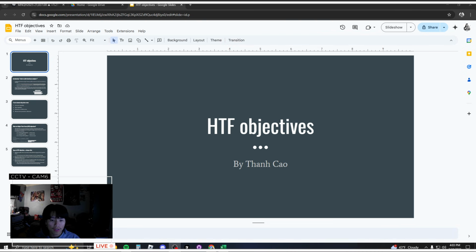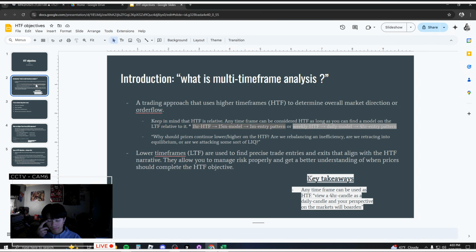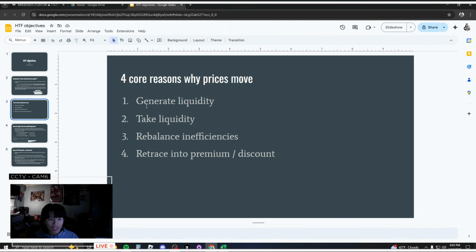Today, I'm going to be covering what higher time frame objectives are and how to incorporate them into my trading strategy. To begin, I want to talk about the definition of higher time frame objectives. They are essentially why price moves in the first place. There are four reasons: to generate liquidity, to take liquidity, to rebalance inefficiencies, and to retrace back into premium and discount.